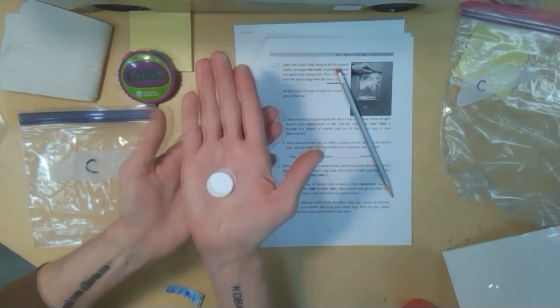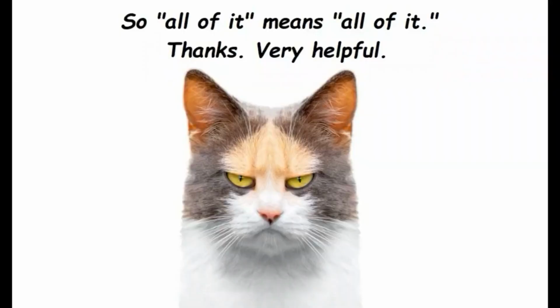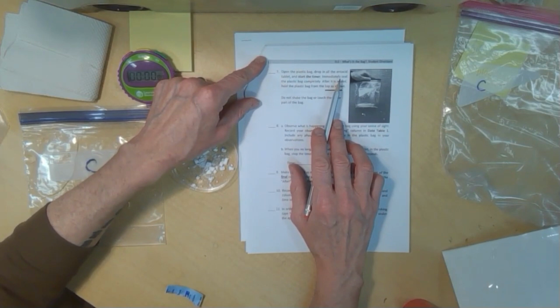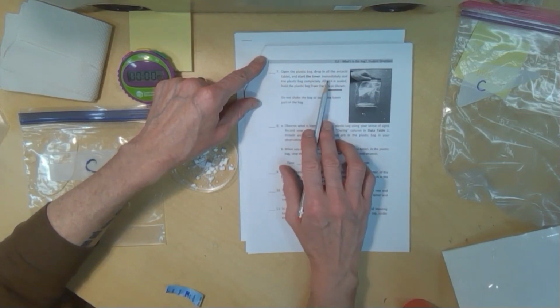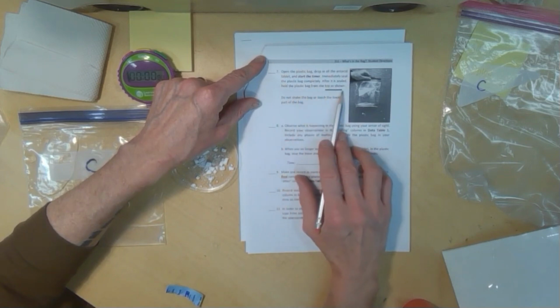If you broke it in 4 pieces, that's all of it. If you did this, dump all of it. Okay. Open the plastic bag, drop in all the antacid tablet, and start the timer. Immediately seal the bag completely. After it is sealed, hold the plastic bag from the top as shown.